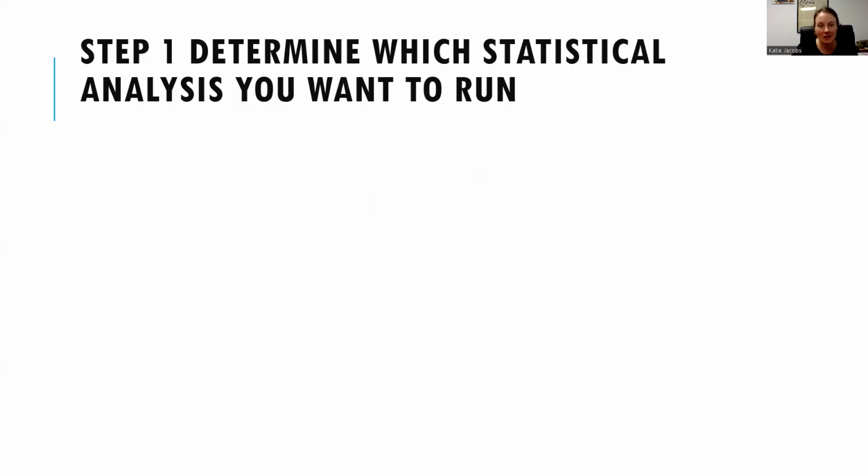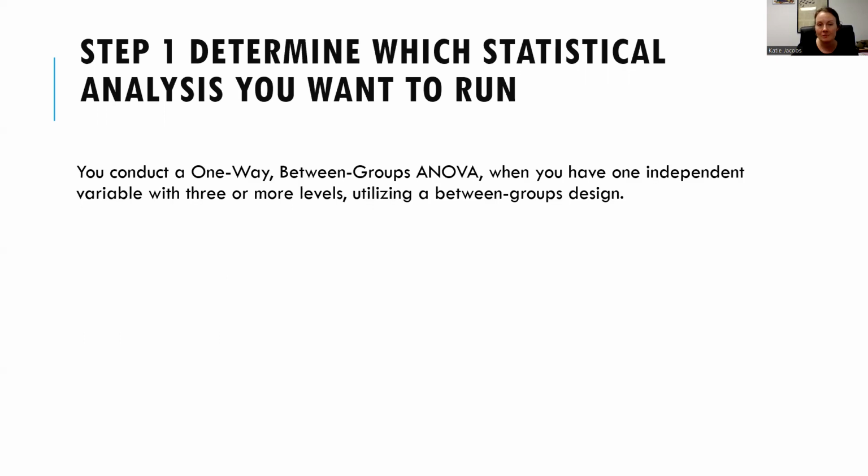All right, so let's go ahead and get started. So our first step is to determine which statistical analysis we want to run. So we're going to specifically examine the one-way between groups ANOVA for this unit. And this is when we have one independent variable with 3 or more levels, and it's utilizing a between group design. Okay, so with this, we use a one-way ANOVA when we want to compare the means of 3 or more samples utilizing a between group design.